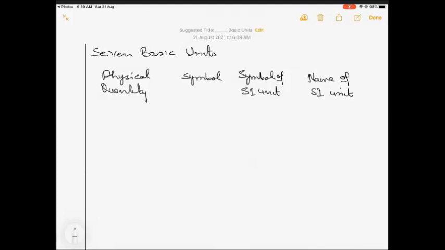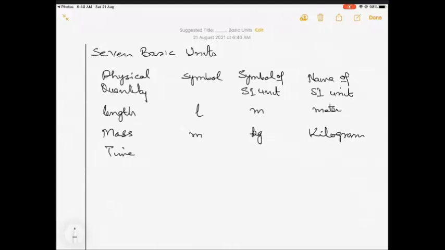You must have studied all this, so hardly any problem. So first is length. Length has symbol L and its unit is meter, M, and we call it meter. Then the second one is mass. Mass is represented by small m, remember, it is small m, not capital M. And mass is represented by kg, and we call it kilogram.